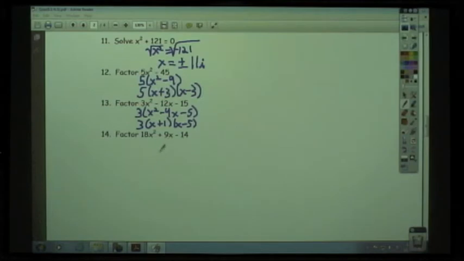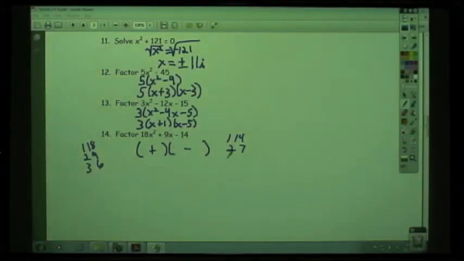The last one, you could not divide anything out of all three of these. And so this was the one where you had to really think about it. You had to think of the factors of 18, which would be 1 and 18, 2 and 9, 3 and 6. You had to think of the factors of 14, 1 and 14, 2 and 7, and make sure that you get them into the right spots. Notice that this is negative 14, so I am going to have a plus and a minus. And then I know that I'm going to have a positive 9 in the middle.